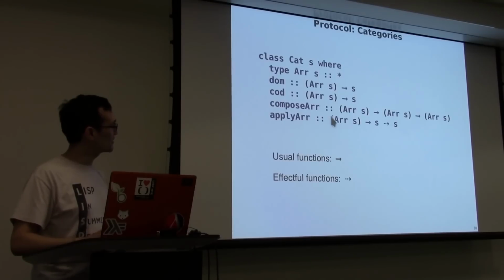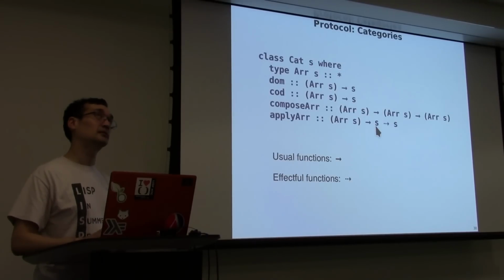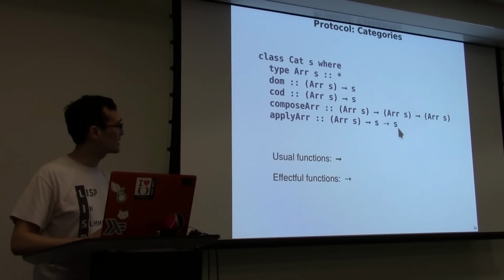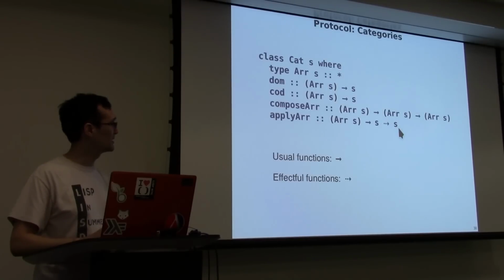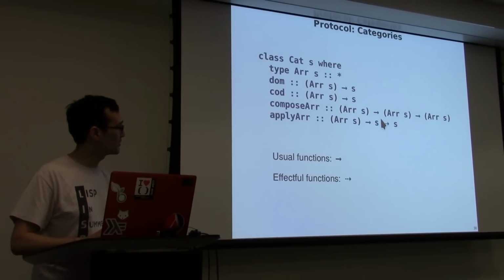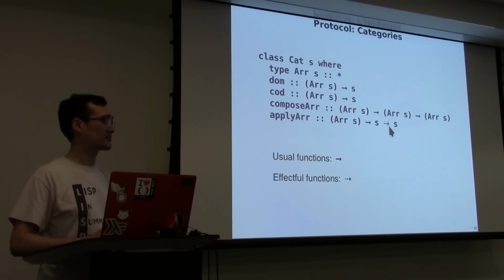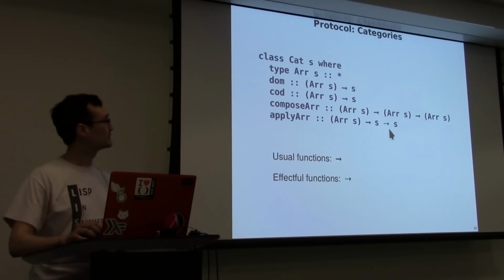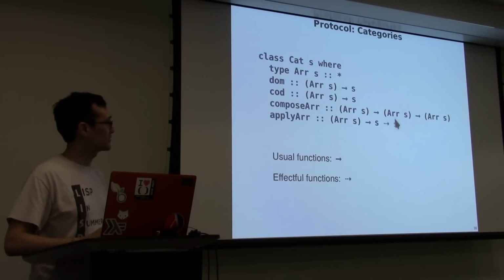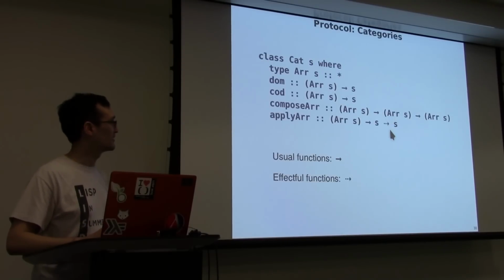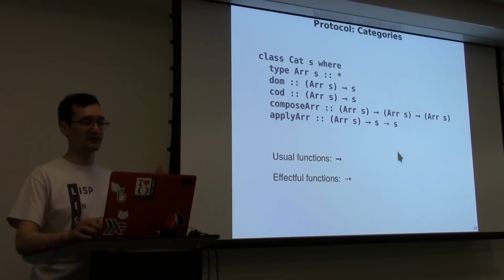And when I apply an arrow, I take this arrow and a point that had better be the domain of the arrow, and then I can produce another point that will be the codomain while doing some magic effects, maybe. So in Haskell, you would actually have a monad here. The dotted arrow will be to a monad of this.